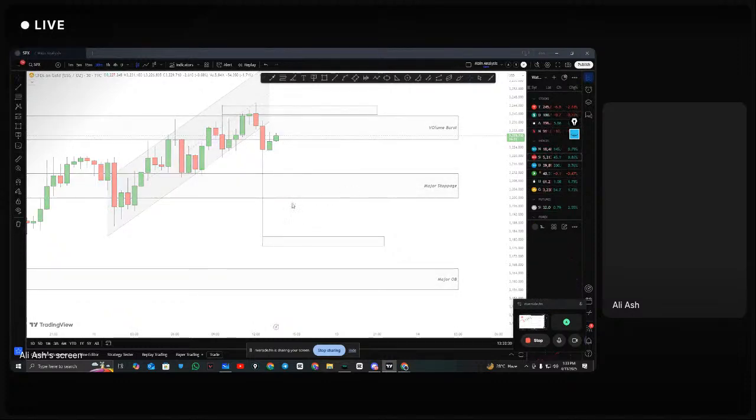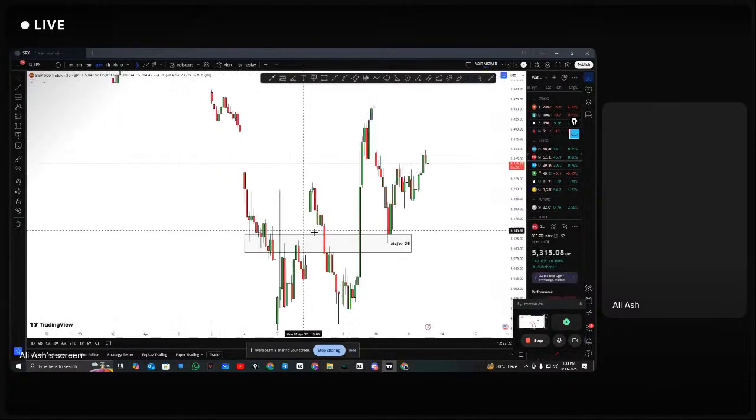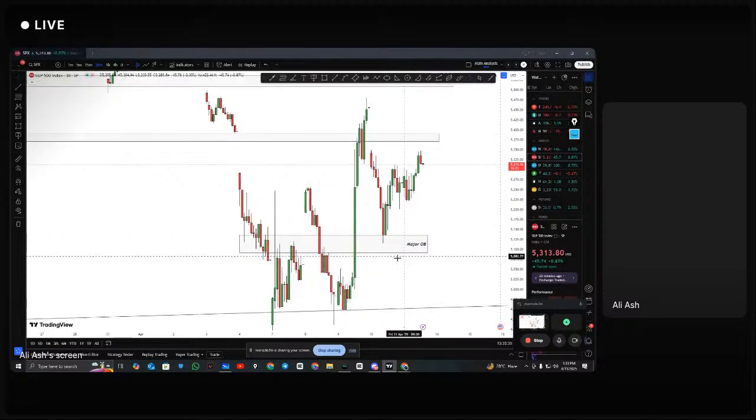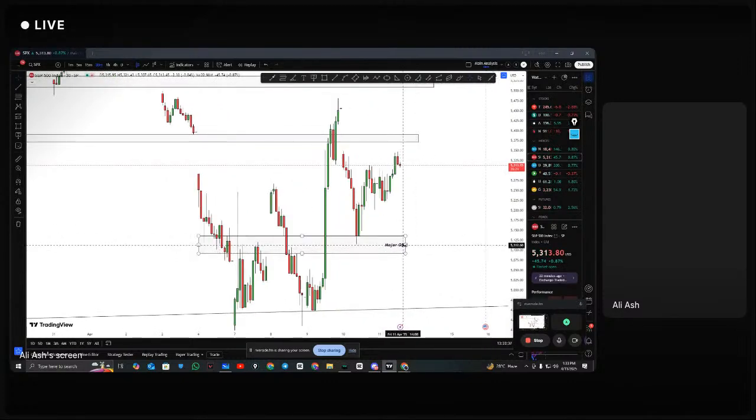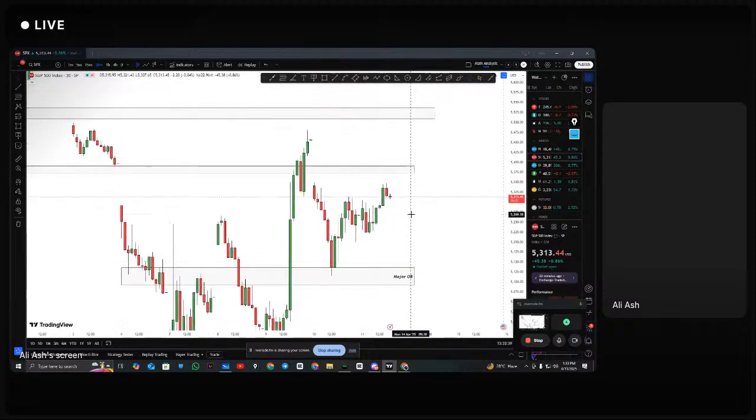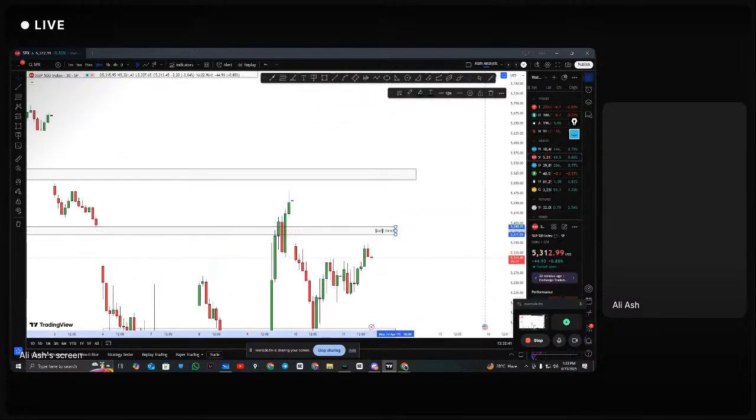Now we have SPX. SPX took another hike from the major order block, and we have a stoppage. So let's see how this will turn out.